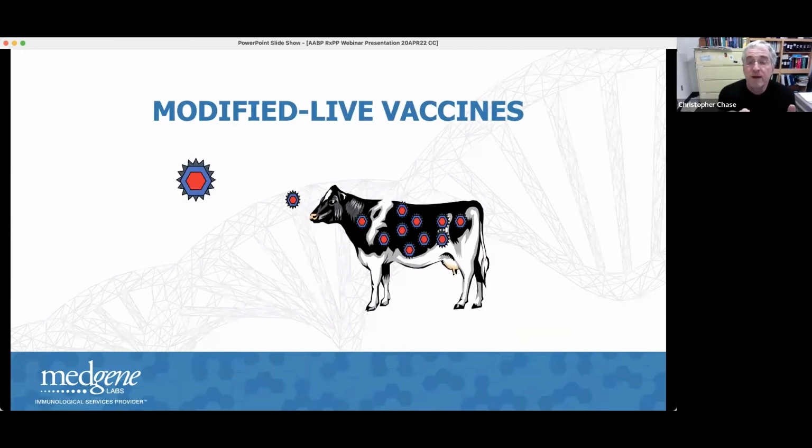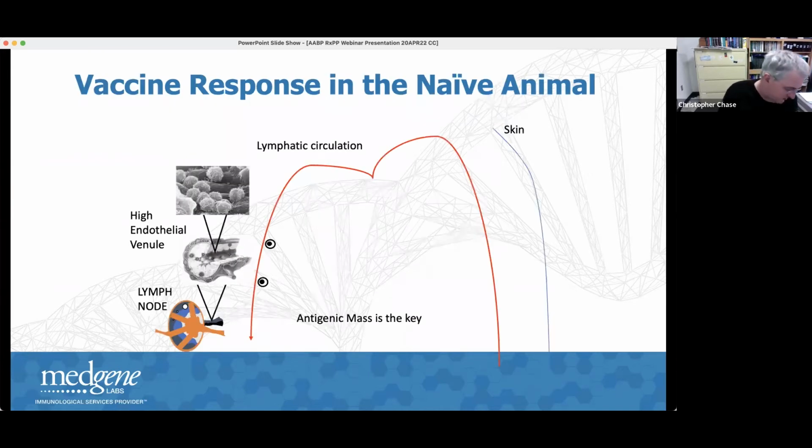So when we talk about antigenic mass, then modified live vaccines require that the delivery agent, which typically again is some kind of a modified live virus, it will go ahead and enter into the animal, and then it will use the animal as the factory to replicate the virus. And that's what you see in this particular slide, is the idea that we start out with a small amount of virus, it infects the animal, and now we generate antigenic mass.